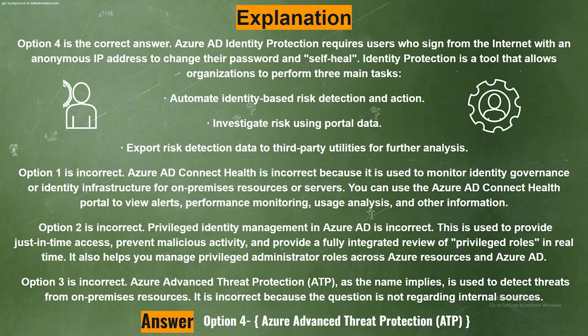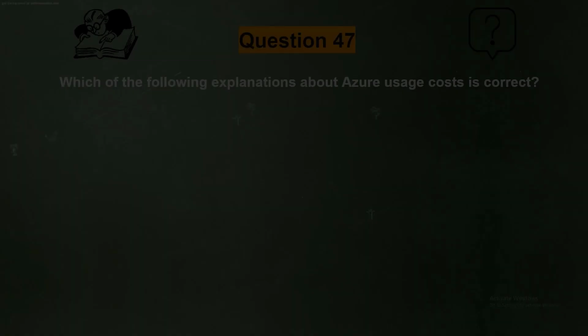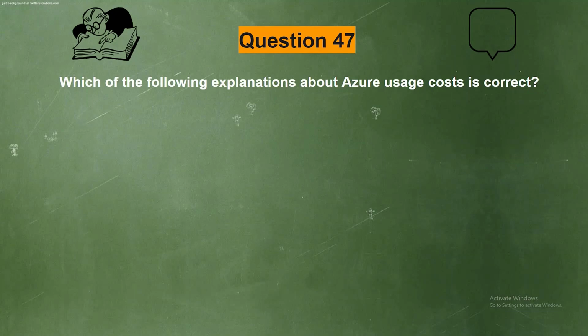Option 3 is incorrect. Azure Advanced Threat Protection, as the name implies, is used to detect threats from on-premises resources. It is incorrect because the question is not regarding internal sources. Which of the following explanations about Azure usage costs is correct?